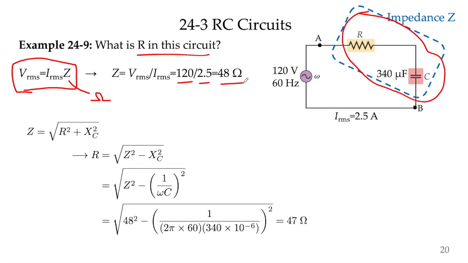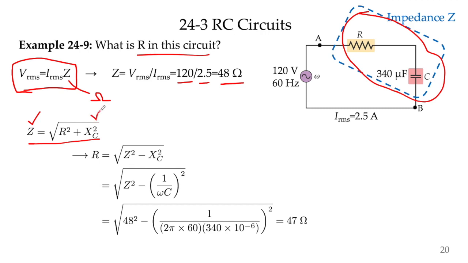Now, what we are trying to find is R, right? So now I'm going to use this equation. I know Z, I calculated it, and I can find XC, because C is given and the frequency is given, so I can also find this.